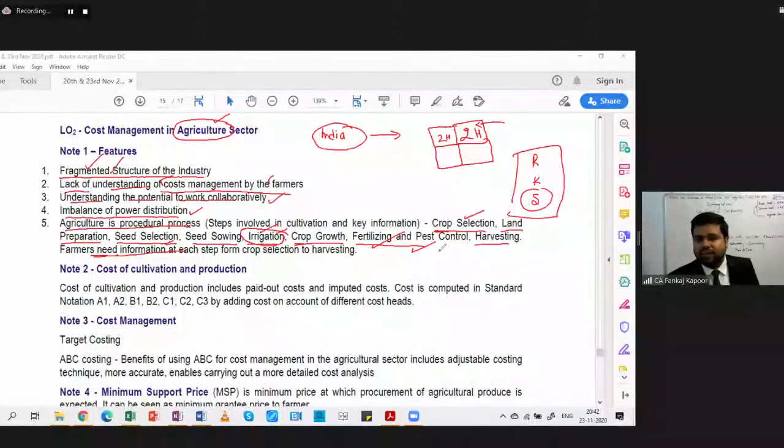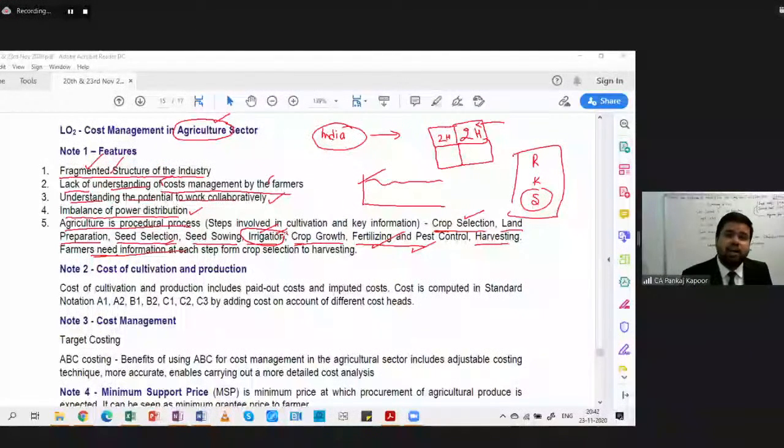Because when this phase will be due, what information the company is relying upon, and what the level of working capital is. Because at crop selection you come to know this particular thing, so you need to manage the fund accordingly.